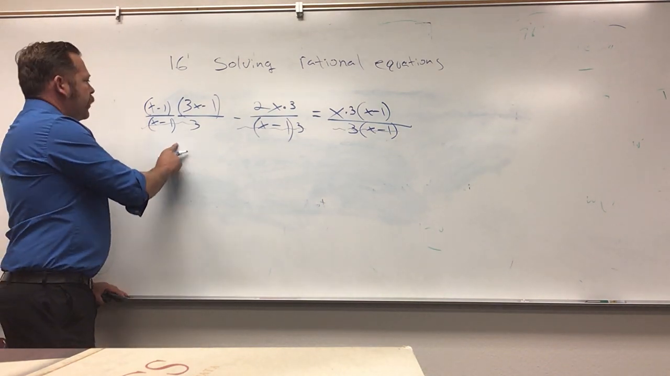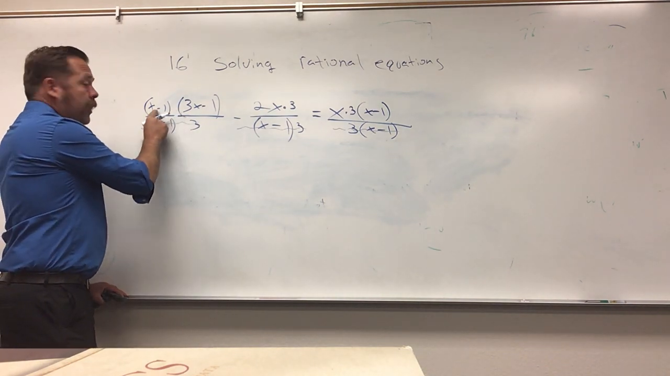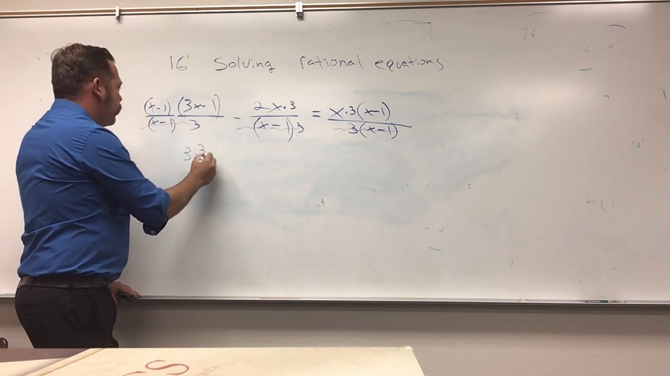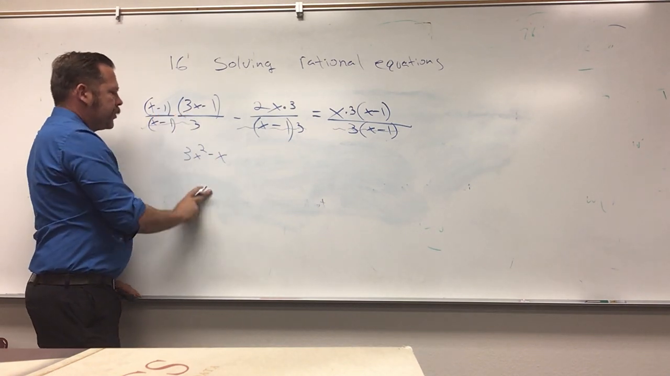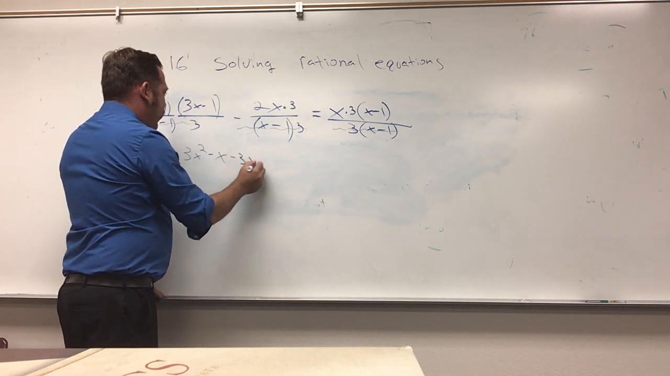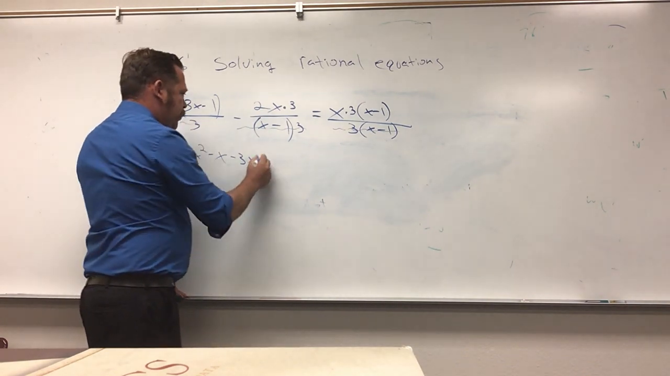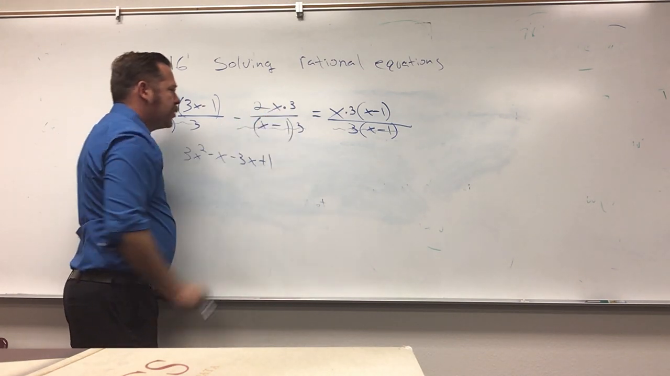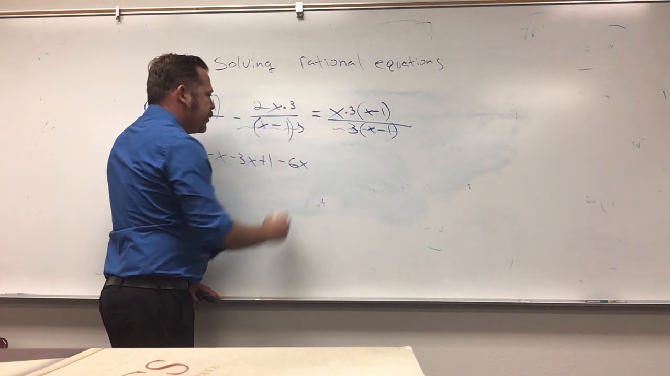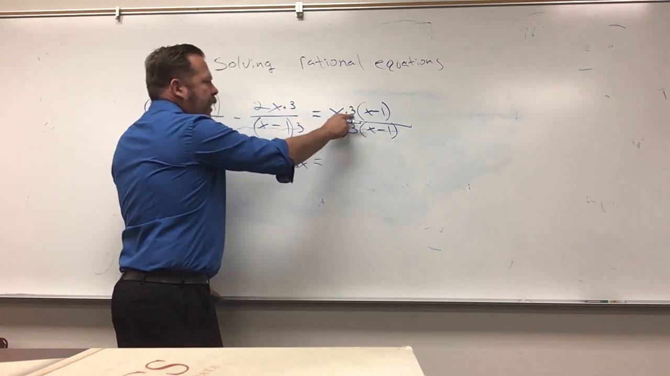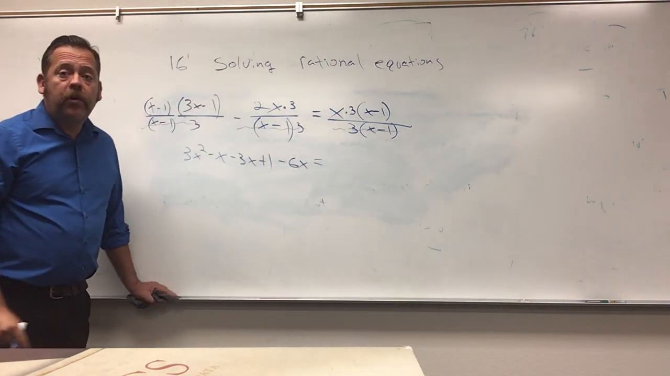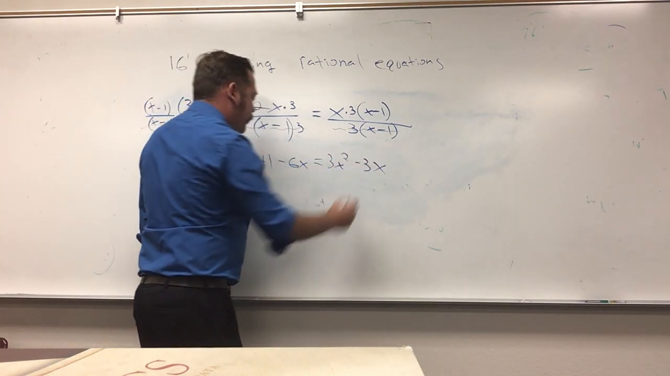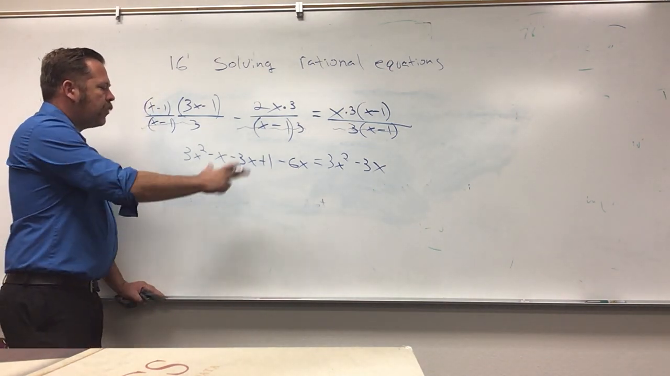Let's clean that up. So we're going to distribute here, right? x times 3x is 3x squared. x times negative 1 is negative x. Negative 1 times 3x is negative 3x. Negative 1 times negative 1 is plus 1. Careful here, it's minus. We're going to multiply negative 2x times 3. So that's going to be minus 6x. And here, I have an x times 3, which I'm going to distribute to the (x minus 1). So that's going to equal 3x squared minus 3x.